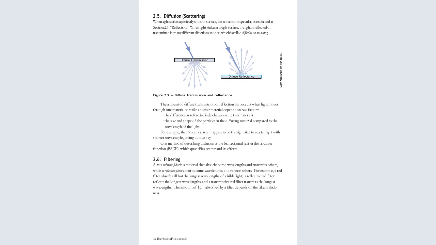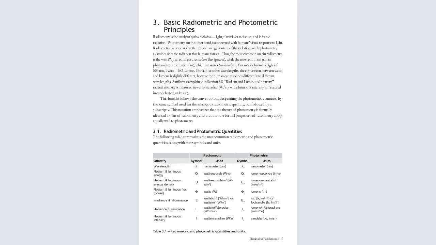And then we go to another one, which is filtering. What is filtering? A transmissive filter is a material that absorbs some wavelengths and transmits others, while a reflective filter absorbs some wavelengths and reflects others. For example, a red filter absorbs all but the longest wavelength of visible light. A reflective red filter reflects the longer wavelength, and the transmissive red filter transmits the longest wavelength. So you can now understand the filter.